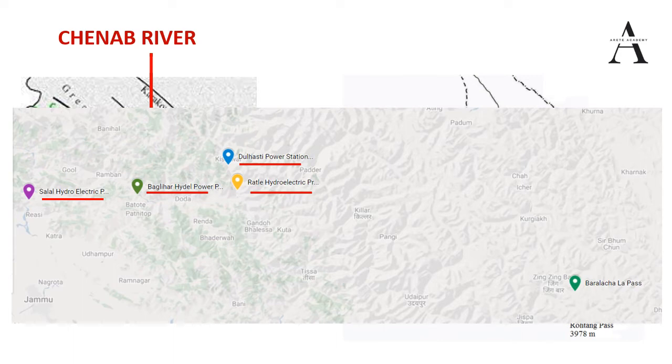Also, Baralacha Pass has been mentioned on the screen so that you can correlate the distance from where the river is originating and the project where they are built. Okay.